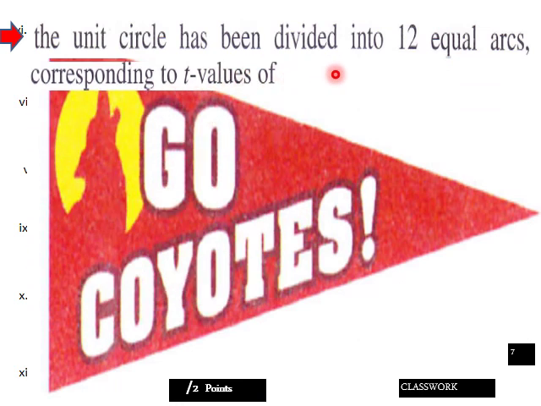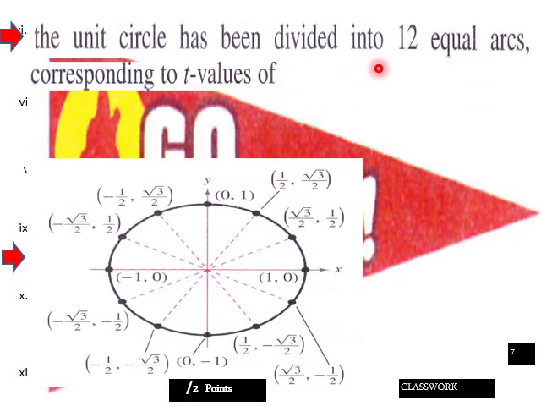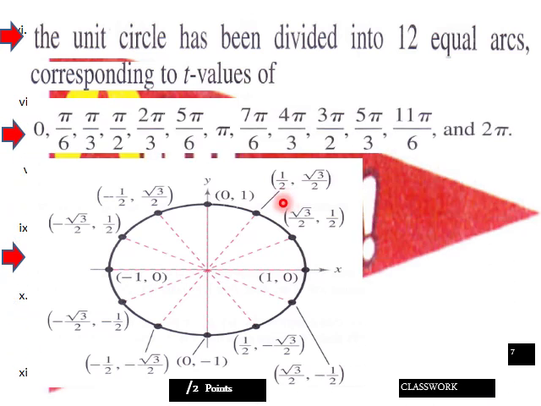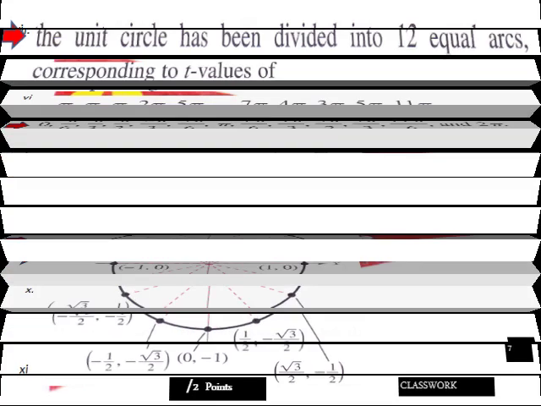The unit circle has been divided into 12 equal arcs, so now we have 12 equal arcs here, and their corresponding t values are here as well. So now it's divided up into twelfths. So you have 1, 2, 3, 4, 5, 6 up here, and then down here as well. And then here are your radian measures of a unit circle divided up into twelfths.